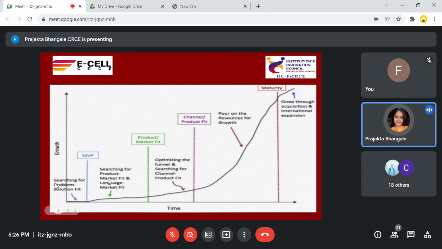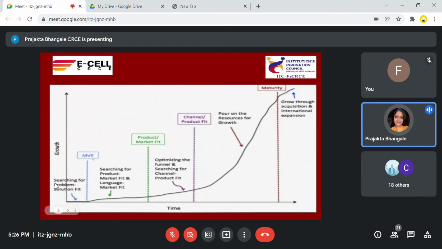The second phase, the latter part, is searching for the product market fit and language market fit. But what is it in between? When you get some novel idea which is going to remove the pain of the users or the client for whom I'm going to develop the solution, I will be developing this MVP.